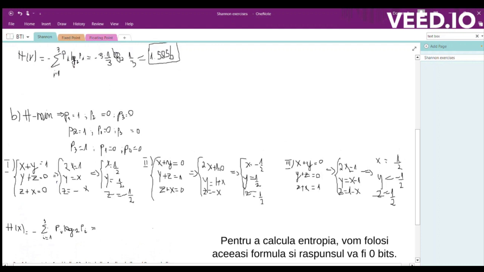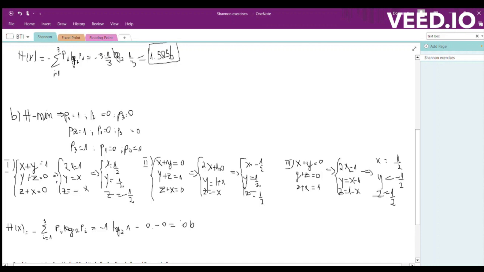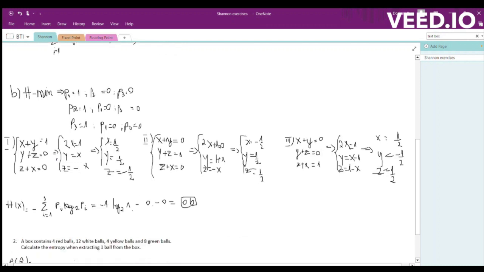To calculate the entropy, we will use the same formula, and we will have negative 1 times log in base 2 from 1 minus 0 times log in base 2 from 0, which will be 0. And then again, minus 0 times log in base 2 from 0, which will be 0 as well. So our final answer is going to be 0 bits, which means that in all cases, the entropy will be 0.